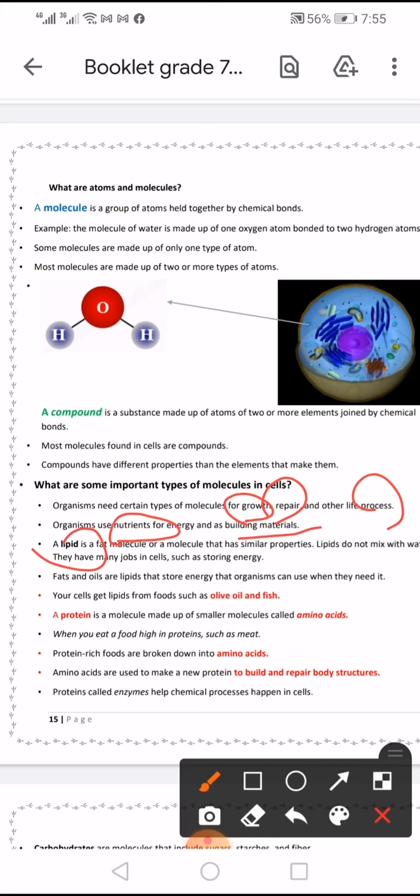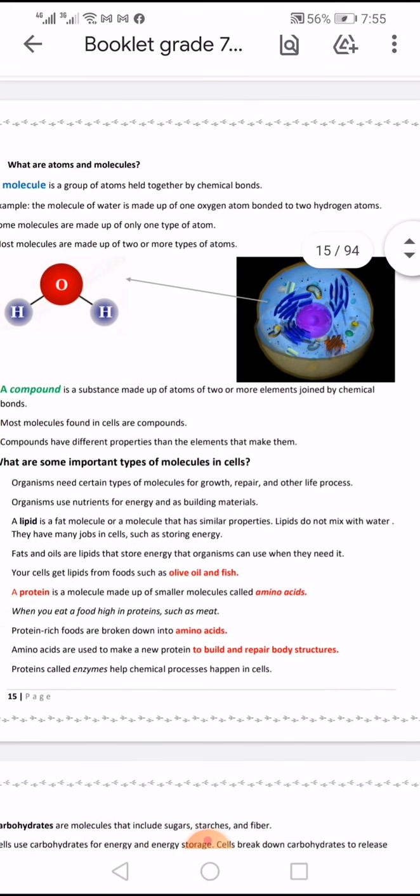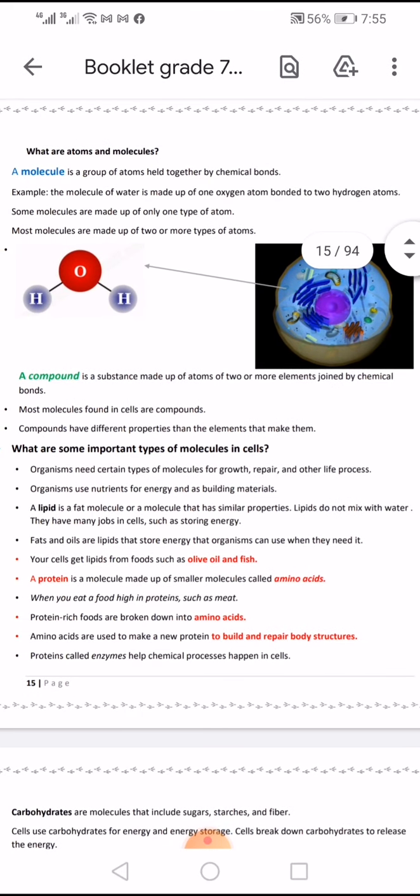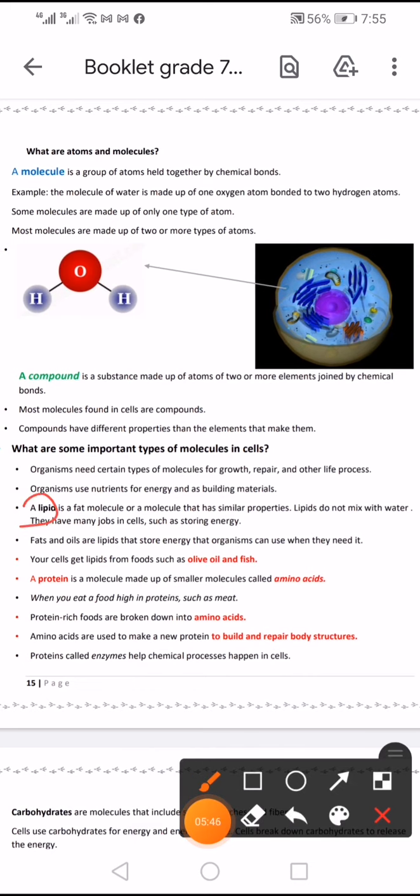It's a very important type of molecule in your body or in your cell. A lipid is a fat molecule or a molecule that has similar properties. Lipids do not mix with water. They have many jobs in cells, such as storing energy. So the importance of lipids or fat molecules in your body is that they store energy. So what is the function of fat or lipids? To store energy. Fat and oil are lipids that store energy that organisms can use when they need it.